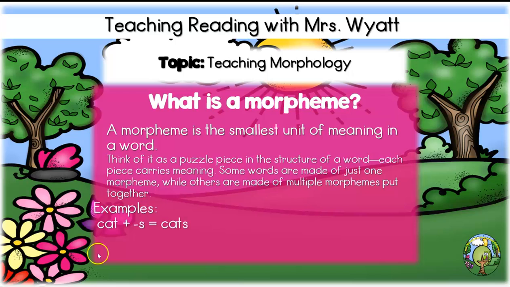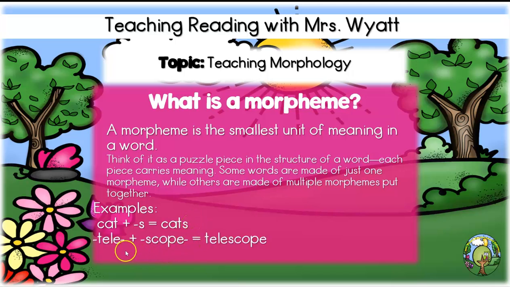For example, if you have the word cat plus the suffix s, it equals cats. The word cat has a meaning part. It's a morpheme, meaning one singular cat. But when you add that suffix s to the end of cat, you've completely changed the meaning. Now this word is plural, meaning you have more than one cat.